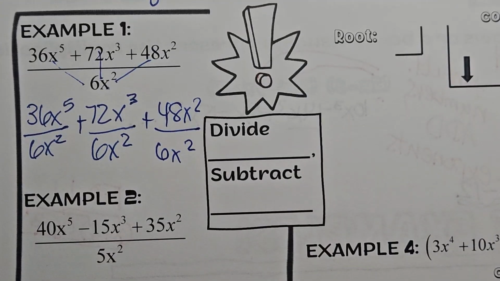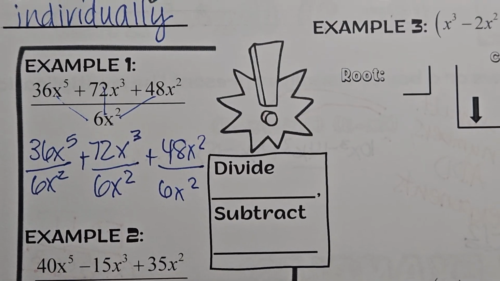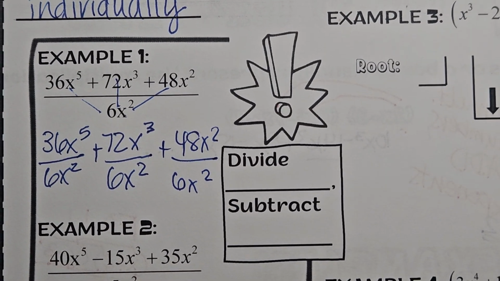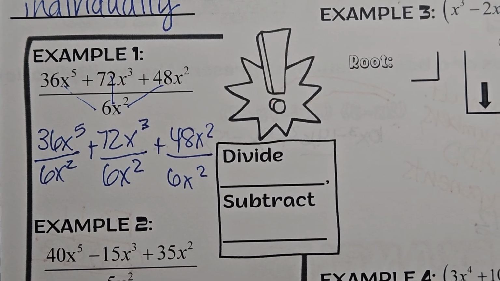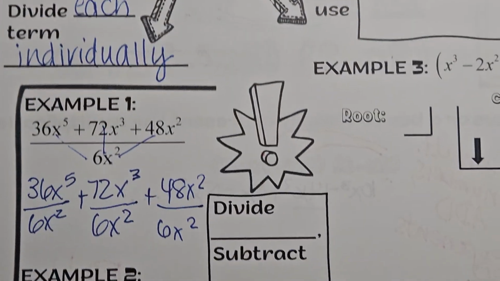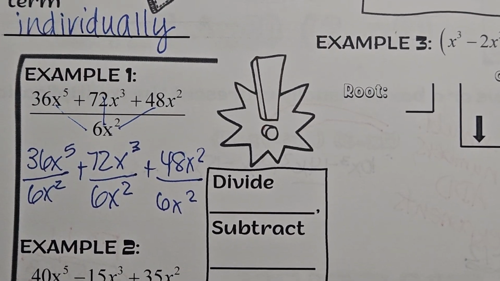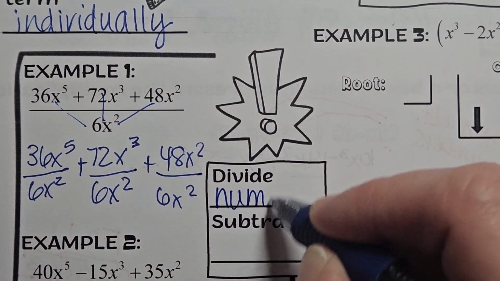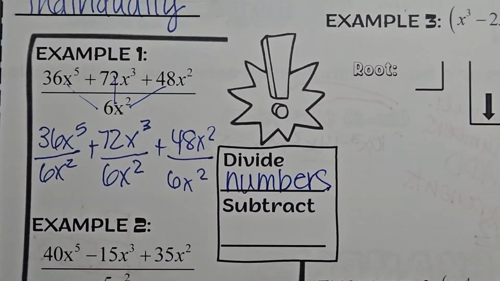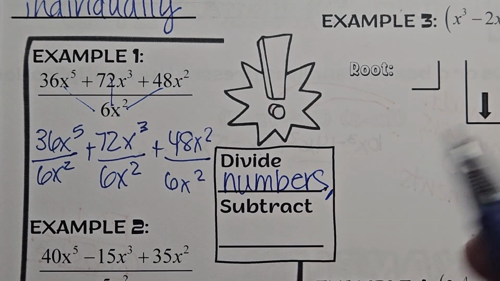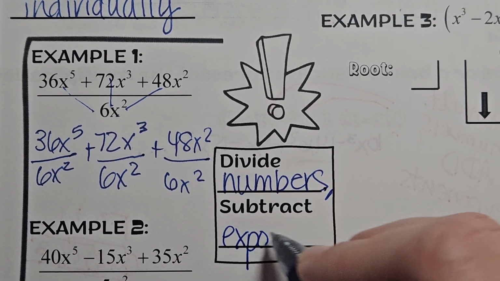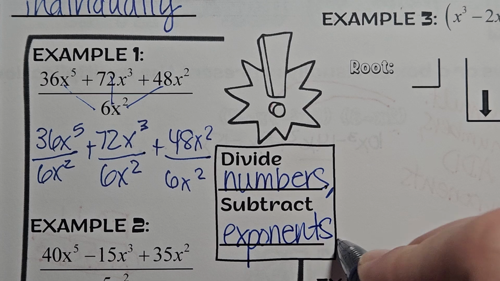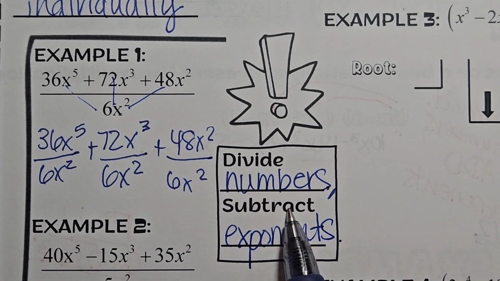And then a reminder here, when we were multiplying polynomials, remember we would multiply the numbers, add the exponents. So similarly, if we need to divide polynomials, we divide the numbers. So the coefficients always just do whatever the operation is, but the exponents are one operation behind. So the coefficients divide, but the exponents subtract.